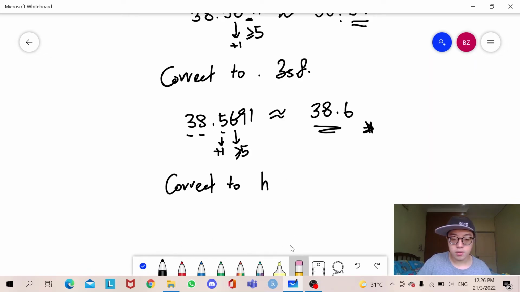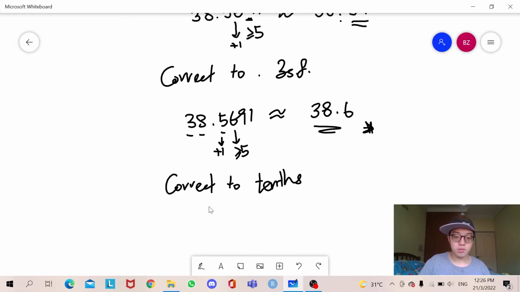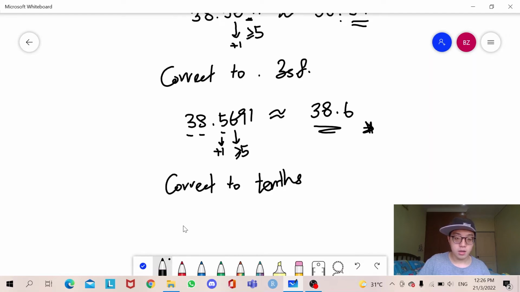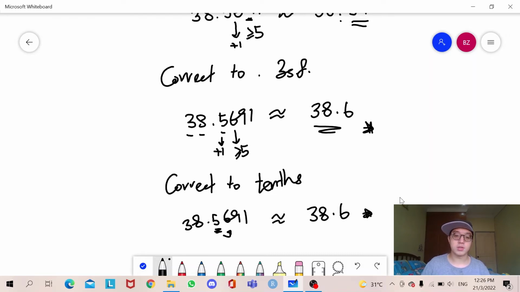Okay, so what if the question asks us to correct to tenth? All right, so if we are to see what is correct to tenth, 38.5691, this is the tenth. And if we refer to this, then we will know that it's the same thing as 38.6. So this is the accuracy part. So you need to correct all these. And yeah, this is all about the accuracy.